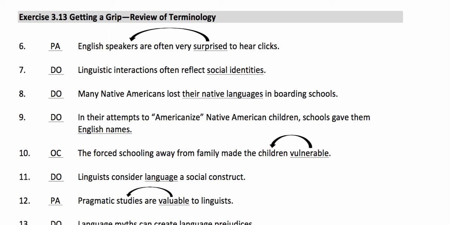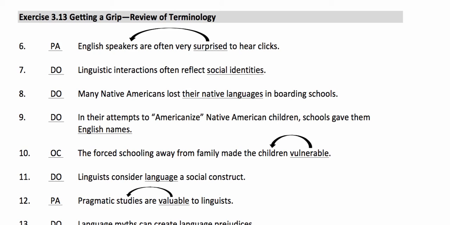Number 10, the forced schooling away from family made the children vulnerable. So we have the main verb made. And now notice we have the children. Okay, so this is a noun phrase. We have vulnerable. Okay, so vulnerable is an adjective. The children are vulnerable. So vulnerable here is an object complement because it is giving us more information. It is describing the children.